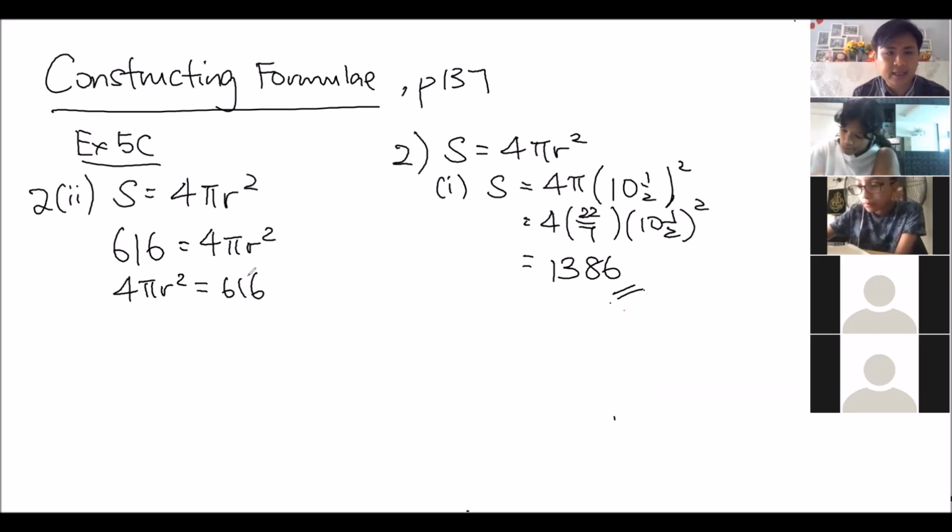Now the next step is we want to remove the 4 and the pi. If you look at the question, 4 pi and R square, how are they related? Plus, minus, times, or divide? Times. Everything is times. Then remember, we want to remove something, we do the opposite operator.